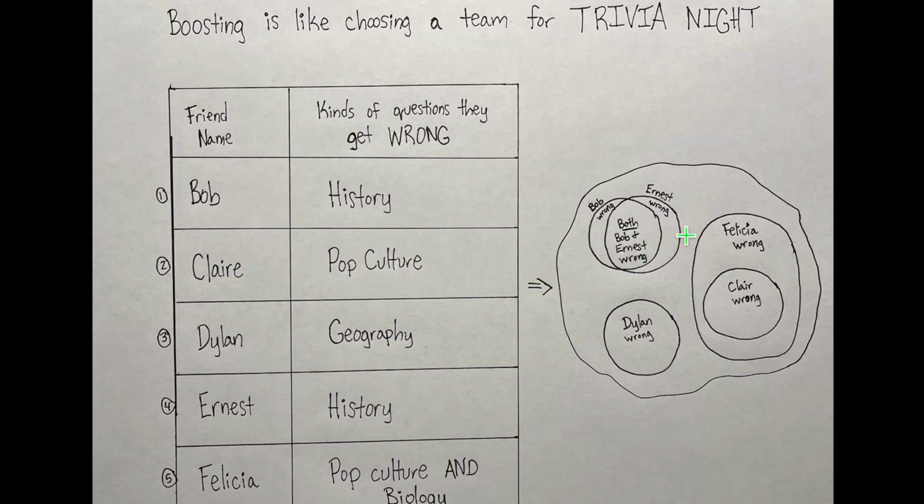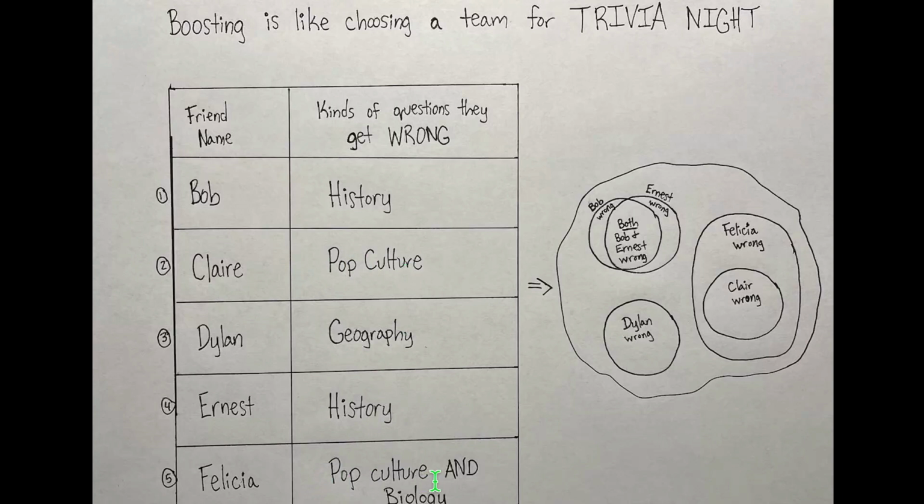If you draw this out, this is a pictorial representation of this table, where Bob and Ernest both miss a bunch of the history questions. They both miss a lot of the same history questions, and Bob might get a history question right when Ernest misses it, and vice versa, but by and large, they both miss a lot of the history questions. Dylan misses the geography questions, but no one else is bad at geography. So when Dylan gets it wrong, everyone else gets it right. And then Claire and Felicia is interesting because Claire's bad at pop culture.